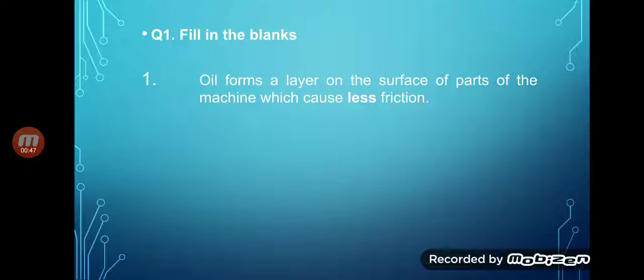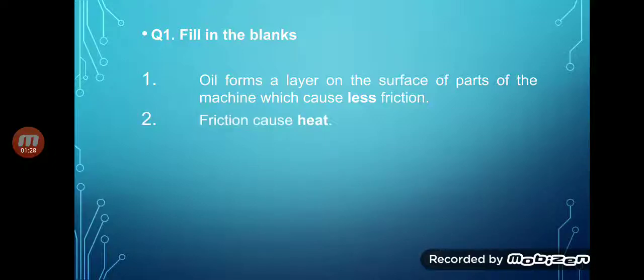Okay, first of all we have fill in the blanks. Number 1, oil forms a layer on the surface of parts of machine which cause dash friction. When you put oil on something, it causes less friction. So the answer is less. Why less? Because when there is oil on the surface, can you walk on that surface? No, it is because there is less friction. So oil forms a layer on the surface of parts of machine which cause less friction.